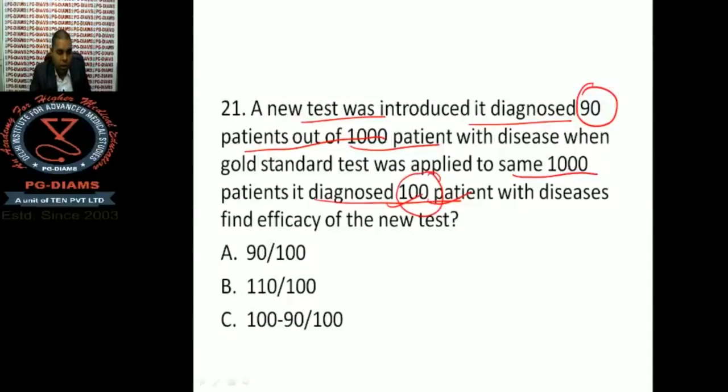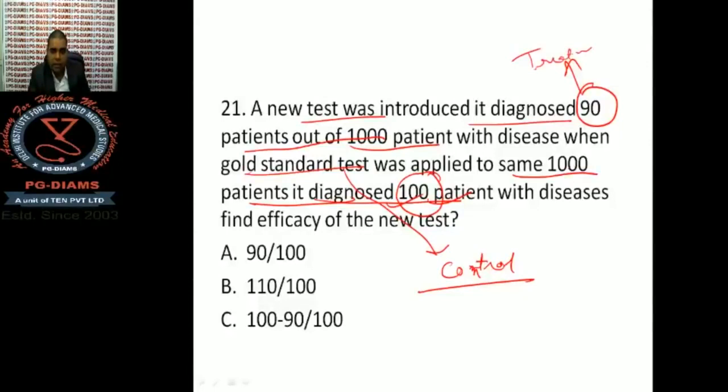This old or gold standard test will also be known as control. Why control? Because we already know about it, and this newly diagnosed case is the treatment. This is the new thing which is done. This is the treatment part. Because it is a new thing, it is the treatment, and because we already have a gold standard, it was the control. So the question they ask is to find the efficacy of the new drug.